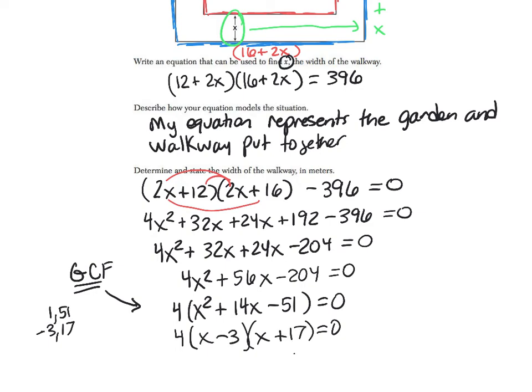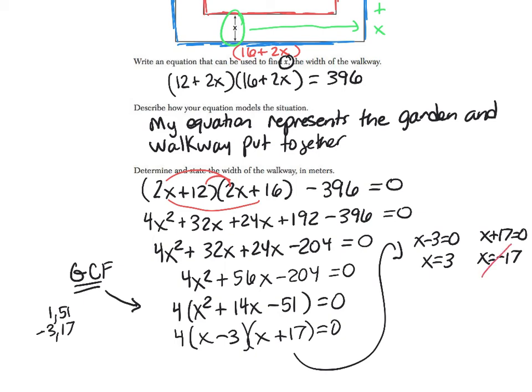And now I can say this is a zero product property. So keep the 4, but really the only thing you have to do is set your x minus 3 equal to 0 and your x plus 17 equal to 0. And when we solve this, we get x equals 3 or x equals negative 17. It's a length, so it cannot be negative 17. So you found that x, your walkway in meters, is 3 meters.